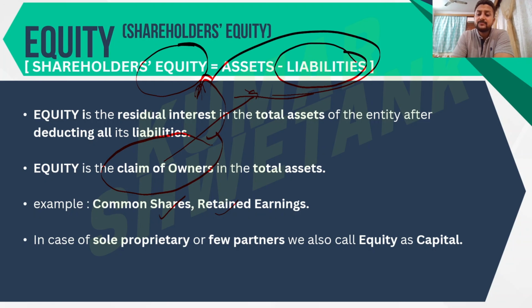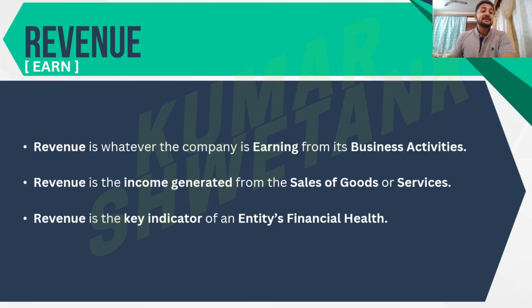There is another term, which is capital. Sometimes we use capital instead of equity. We use capital if we are talking about a sole proprietorship, or a company which has few partners. But we are taking an example of a company which has lakhs of shareholders. That's why I'm using the term equity. When you are talking about a sole proprietorship, you can use the word capital. There's no difference. After learning equity, our next term is revenue.